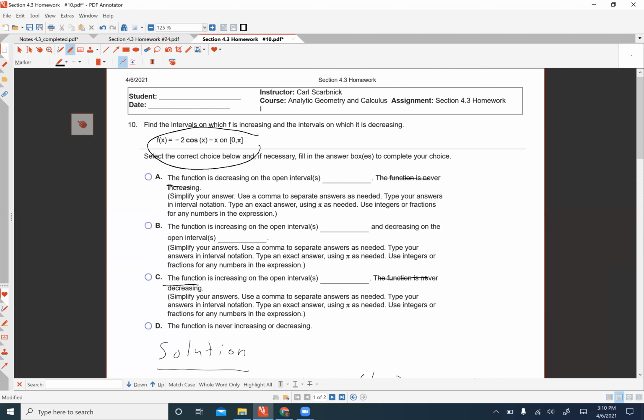The function is never increasing or decreasing. That'd be some kind of crazy function. I don't know that can be true for a continuous function. So it's actually option B. And then I think we found that it's increasing, what did we say, pi over 6 to 5 pi over 6, and decreasing on the open intervals 0 to pi over 6, and 5 pi over 6 to pi.